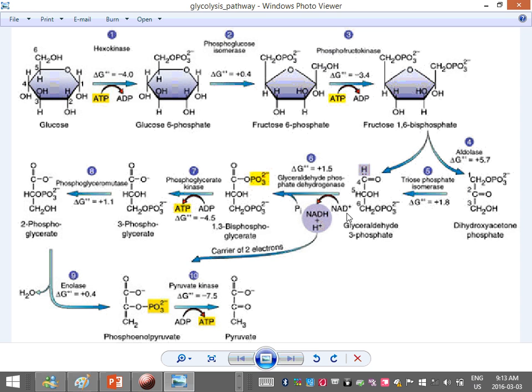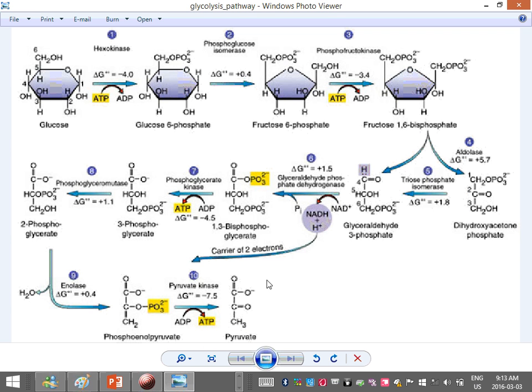And if I don't have enough NAD+, I can't run this step. Take a look. I need NAD+ to run this step. If I can't run this step, I got a big problem. Because now I have a pathway that is using up energy, but I'm not getting anything back. That's a big, big problem. That's a huge problem. Okay?